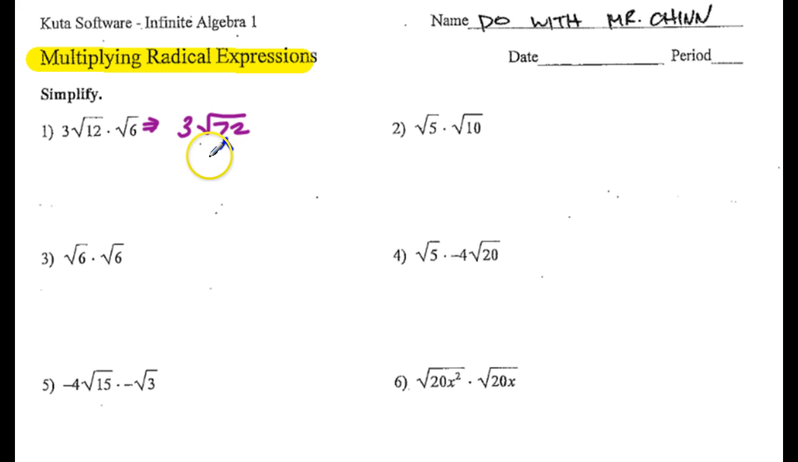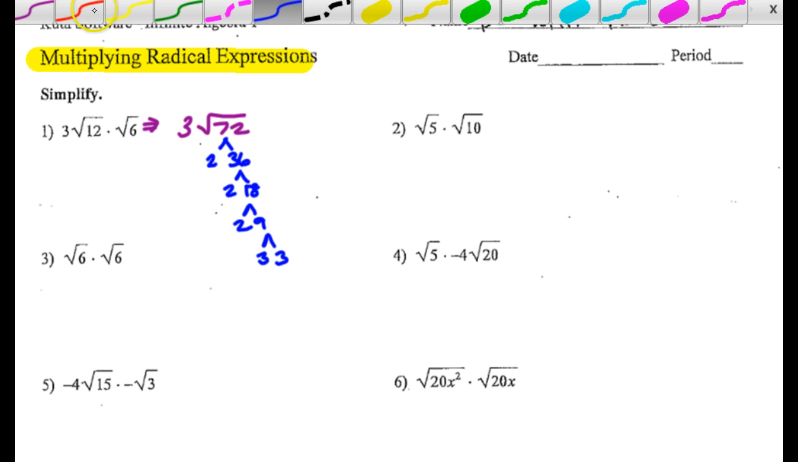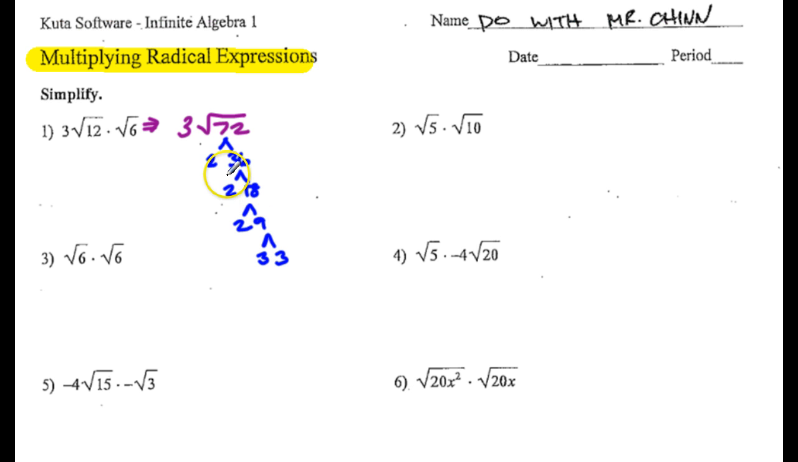72, and I'm just going to start by doing 2s because it's an even number. It'll be 2 times 36. 36 is 2 times 18. 18 is 2 times 9. And 9 is 3 times 3. So now if I look at the end of all my roads or tree branches, however you want to look at it, I have a 2, a 2, a 2, a 3, and a 3.